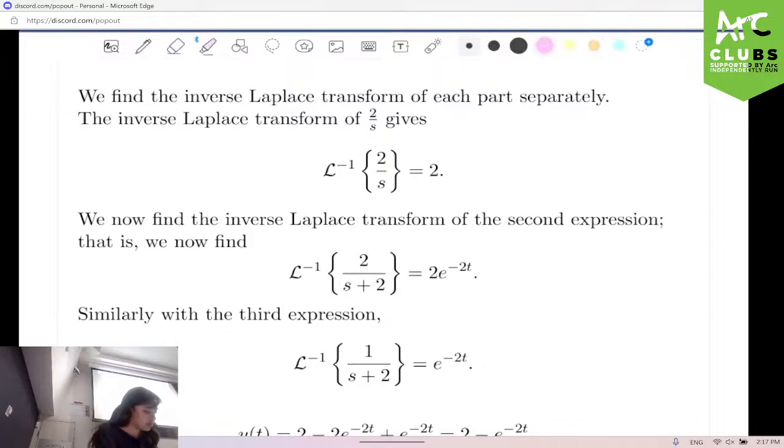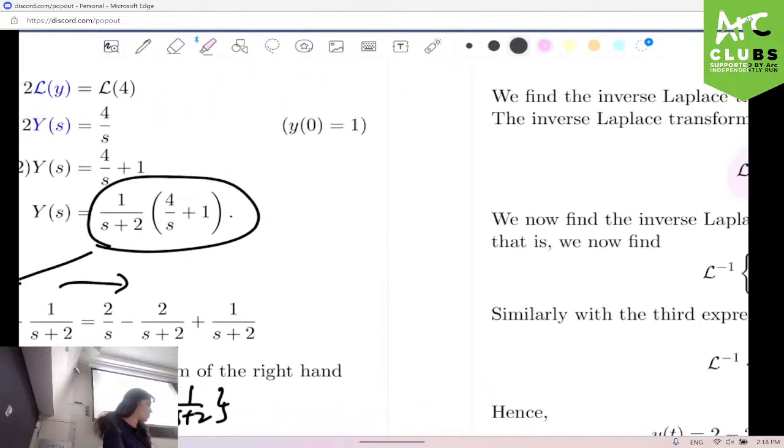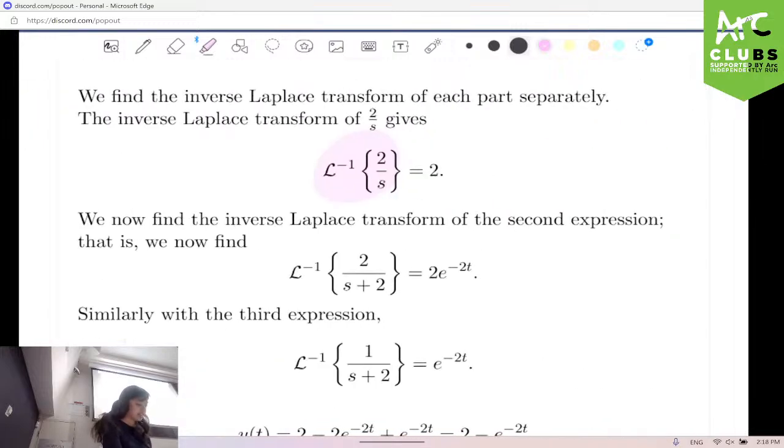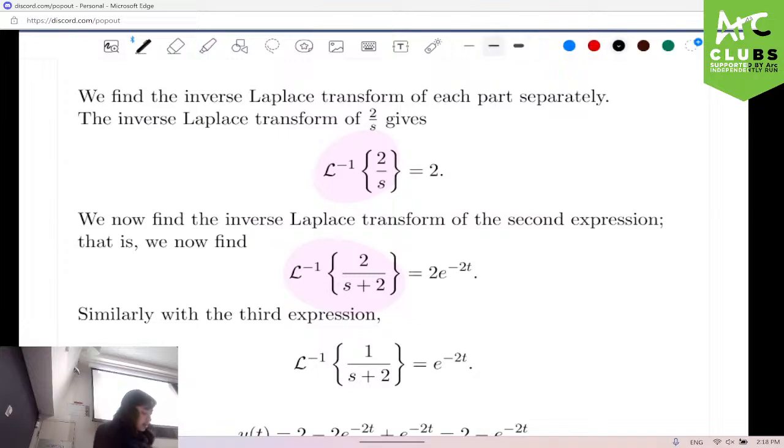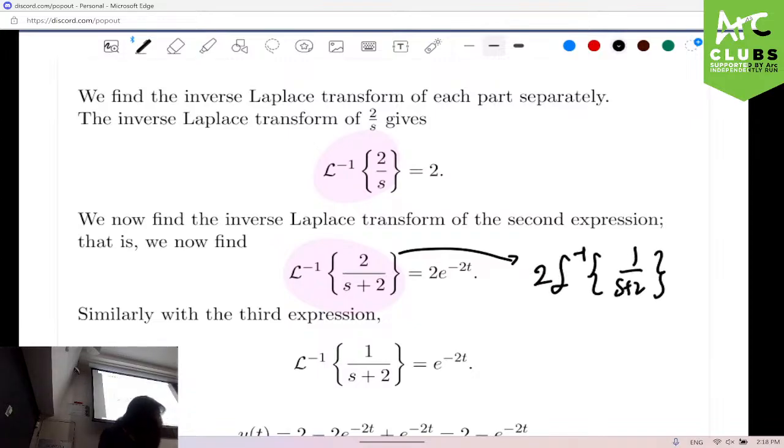So yes, the inverse of 2 over s is just 2. Very nice. And then the second expression is 2 over s plus 2. To make it look more similar, we can write it as 2 times 1 over s plus 2, which looks very similar to e to the minus at. So therefore it is just 2e to the minus 2t.